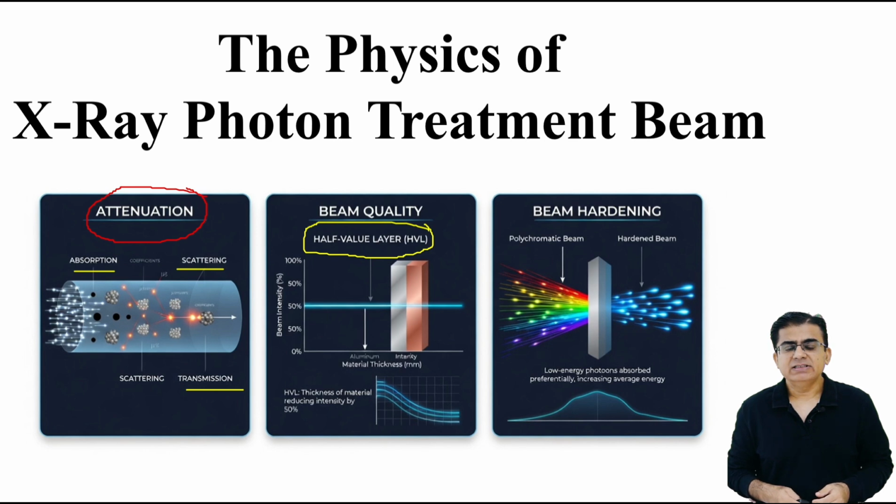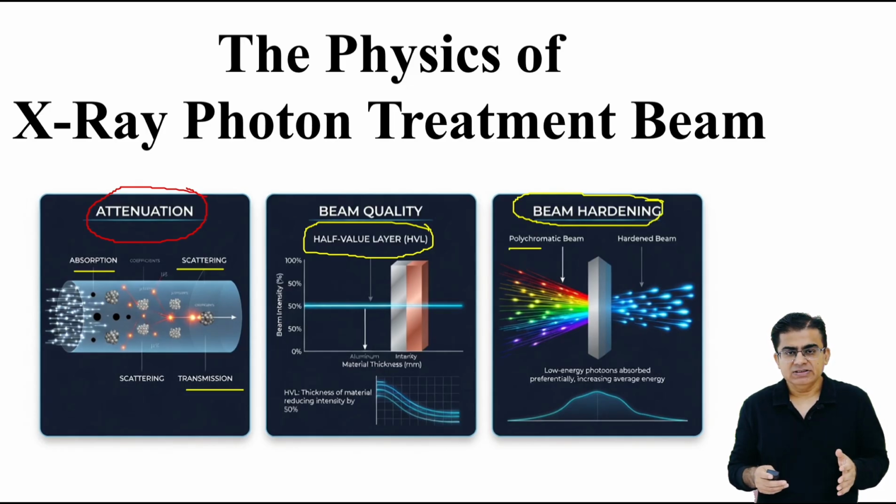Finally, we will explore a very interesting phenomena called beam hardening. Because our clinical beams contain a mixed spectrum of energies, the patient's tissue will naturally filter out the weaker photons. This filtering leaves behind a much harder and highly penetrating beam. Mastering this physics of X-ray photon treatment beam is your first major step in understanding accurate dose delivery. Let us begin.